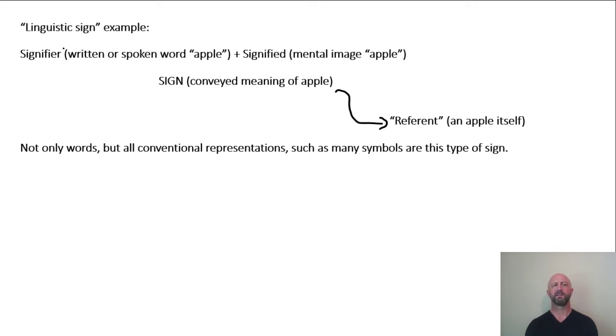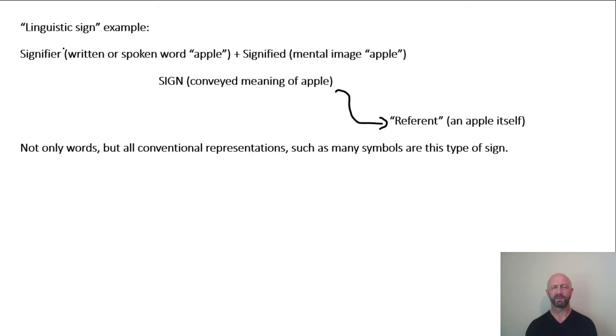A linguistic sign, for instance, if we think about the sign itself being an apple, the signifier is the written or spoken word apple. So when I say apple, that sound is the signifier. If you read the word apple, A-P-P-L-E, that written word would be the signifier. The resultant mental image or concept you get, apple, in your mind is the signified in this case.